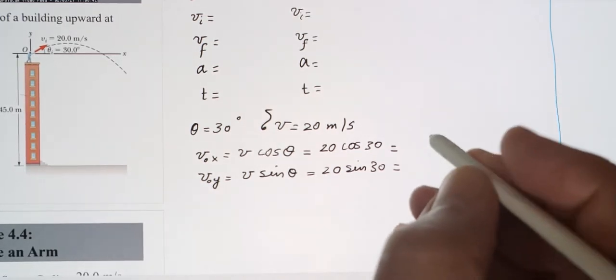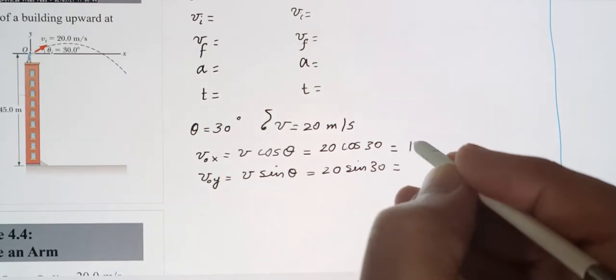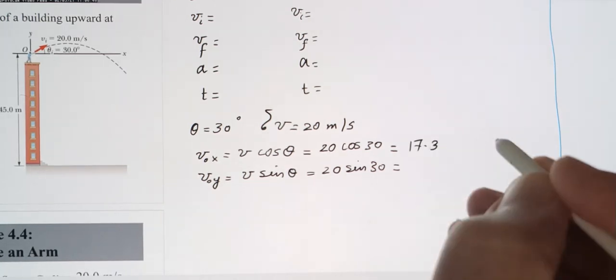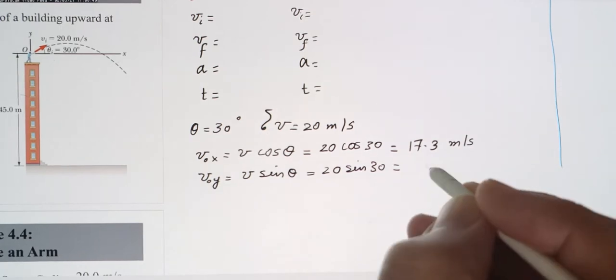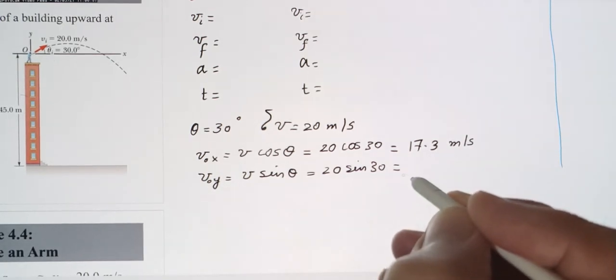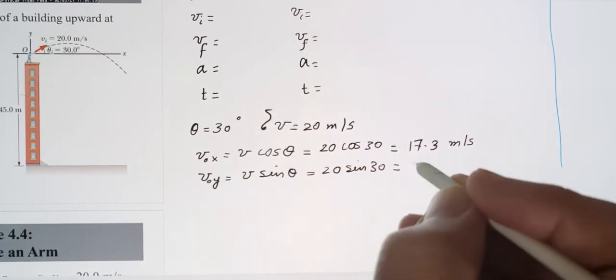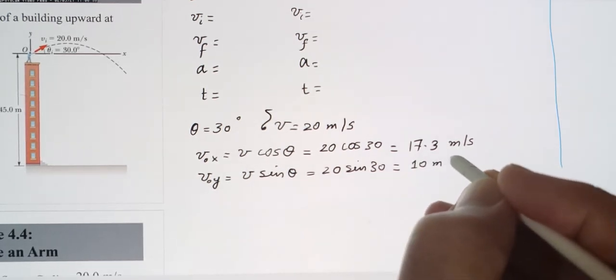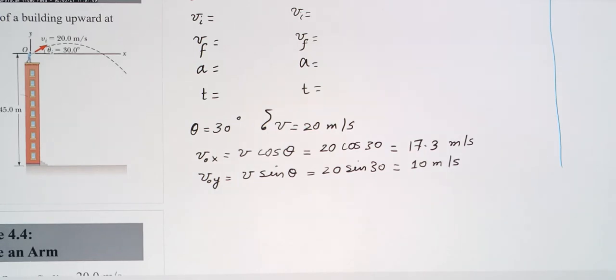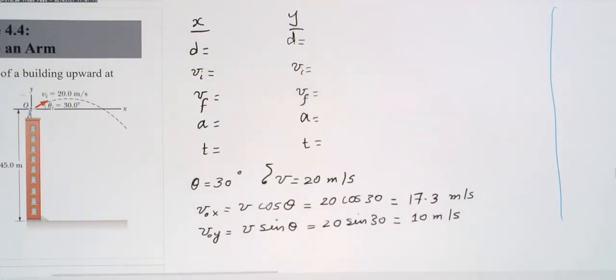So Vx is 17.3 meters per second. And what's Vy? Vy is 10 meters per second. So that's automatically, without him asking anything. When you do projectile, you calculate the components. Fine.